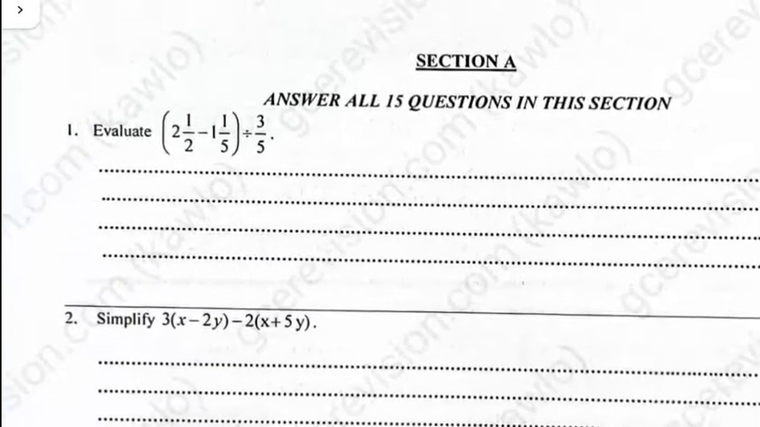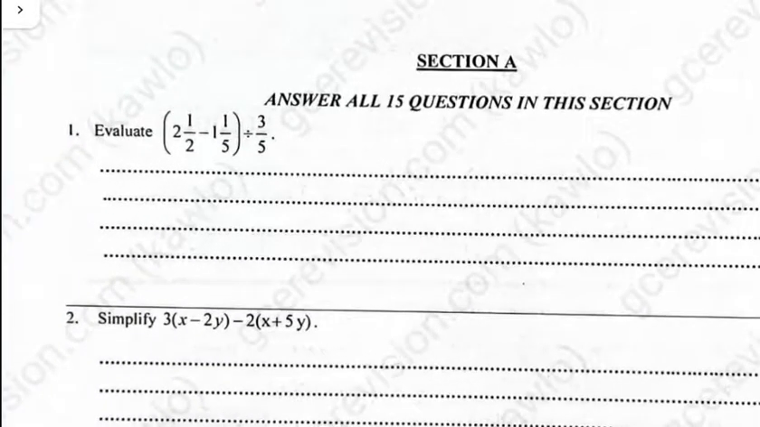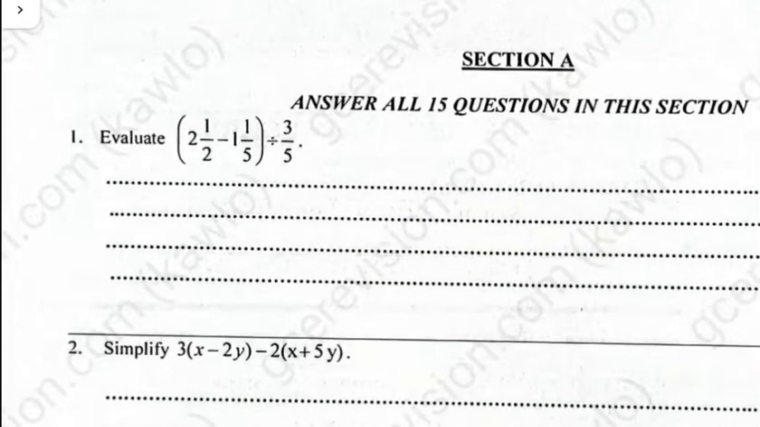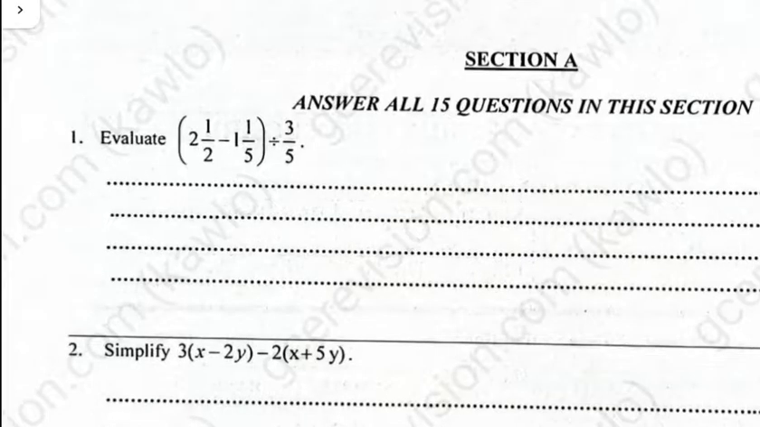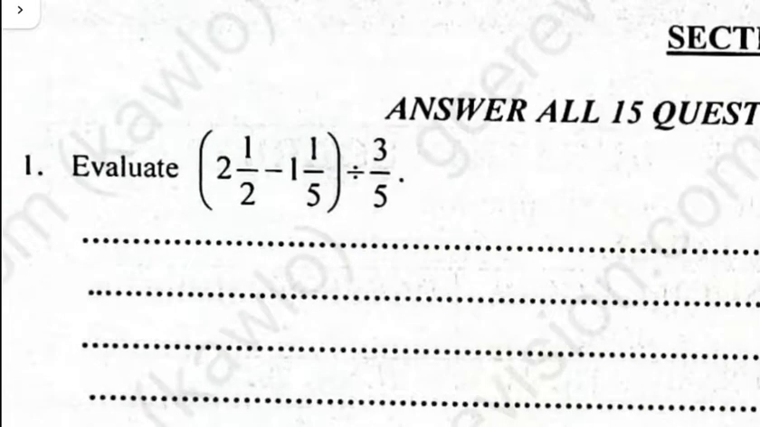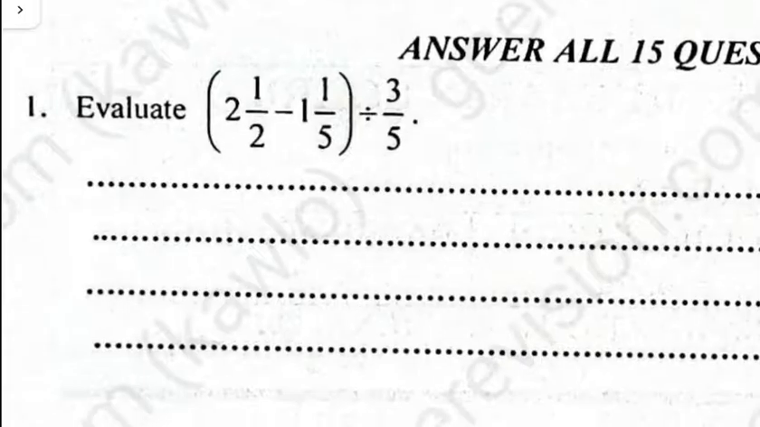So the first question reads, evaluate 2.5 minus 1 1/5 divided by 3/5. What's the first thing we have to recognize in this question? This question is on BODMAS, order of operations. With the order of operations here, what are we supposed to do first? We have the parentheses, we have subtraction, and we have division. So obviously we start with the parentheses.